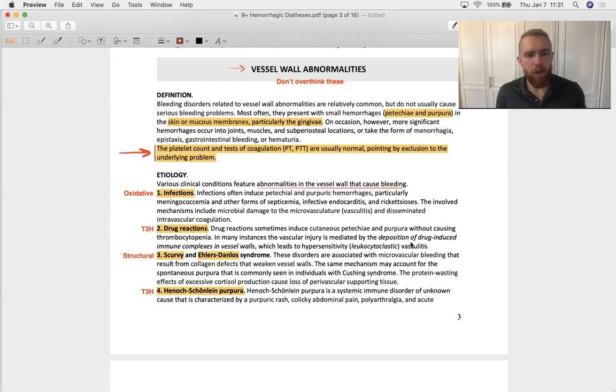Scurvy and Ehlers-Danlos, these are structural problems. Scurvy being a vitamin C deficiency, and you need vitamin C to cross-link collagen, which is just repeating, I think it's a proline, lysine, glycine motif, just a repeat. And you cross-link that with vitamin C. And Ehlers-Danlos is a heritable deficiency in collagen 3 or 5, which is in the basement membranes throughout the body. So if it's not knit tightly together, it's going to leak some water there.